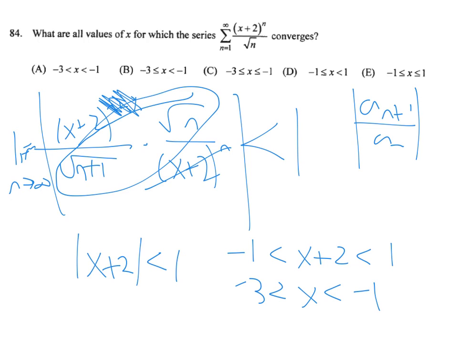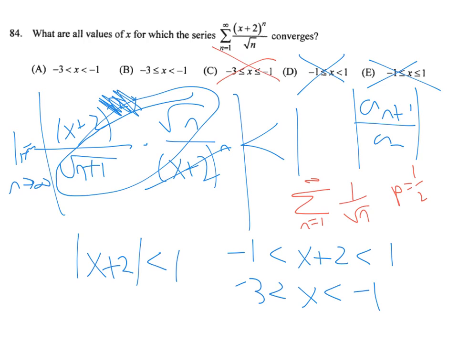All right, so that narrows it down to A, B, or C. That gets rid of these guys. They're gone. So then the question is whether it converges or not at the endpoints. So we got to check those endpoints. And if we check negative 3, well, I'll check negative 1 first. If I check negative 1, this series turns into the sum from n equals 1 to infinity of 1 over root n. And by the p-series test, p in this case is a half, this is divergent, so it cannot equal negative 1. So this is no longer an option.